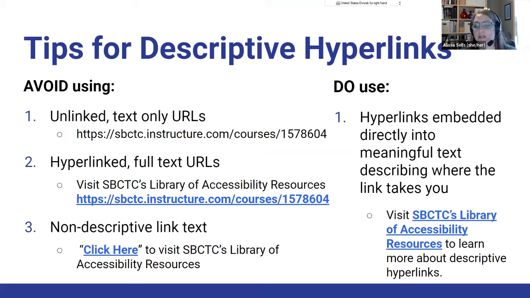All right. So I want to share some tips for using descriptive hyperlinks. I think the best way to do it is to give you an example. So let's say that we want to direct readers to a specific online resource. And in this example, I'll use our Library of Accessibility resources. There are a few things that we would want to avoid doing if we were going to share a URL with someone.